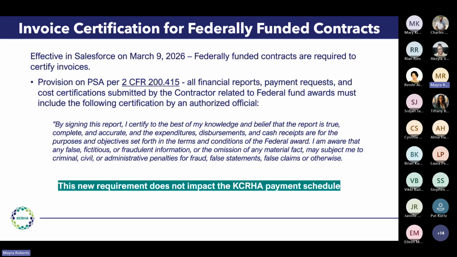So once you're allocating your expenses and you click on the submit button, for the contracts that are federally funded, they'll receive a pop-up that says, please certify your invoice. The agency selects certify and then they submit, and then it gets submitted into KCRHA for review and approval. This new requirement does not impact the KCRHA payment schedule.